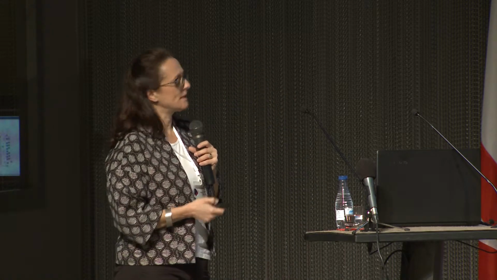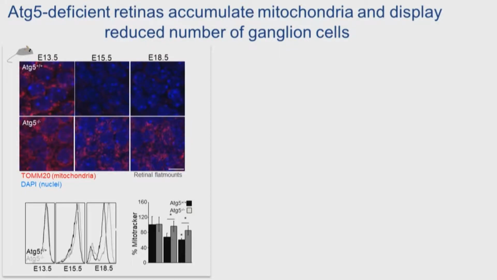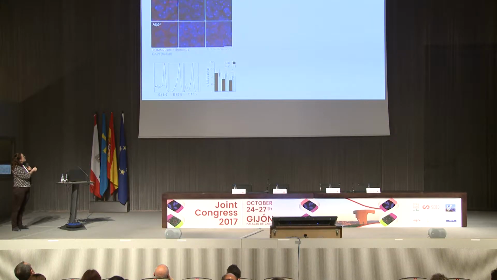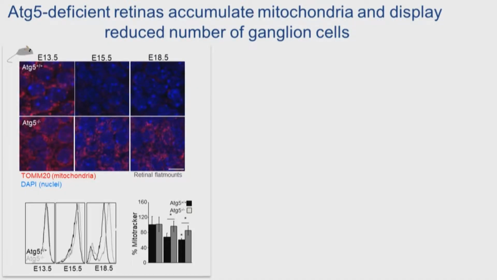So we wanted to study the role of autophagy in these retinas and used wild-type and ATG5 deficient animals. We observed that during this period of neuronal differentiation, in wild-type retinas, after 15 and 18, there was an important reduction in the number of mitochondria. This is mitochondria stained with the mitochondrial outer membrane protein TOM20. However, this mitochondria decrease was not observed in the ATG5 deficient retinas. These are flow cytometry plots, and this is the quantification. You can see that wild-type reduced mitochondrial mass, while mitochondria are retained in the ATG5 deficient retinas.